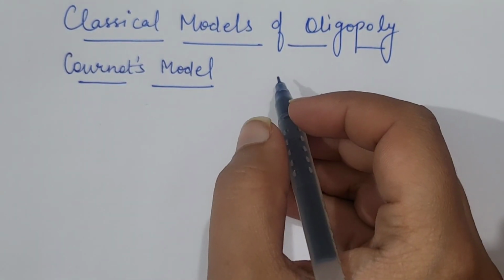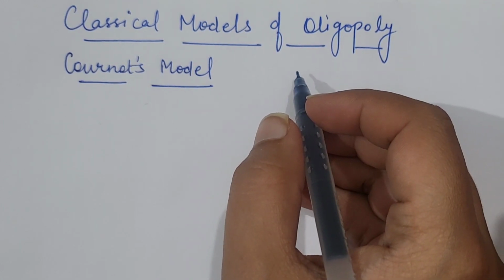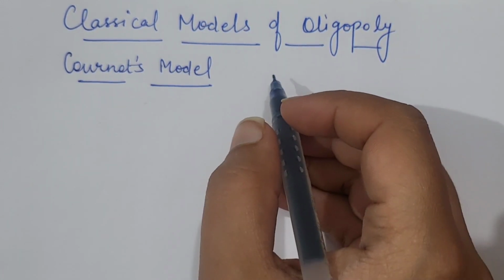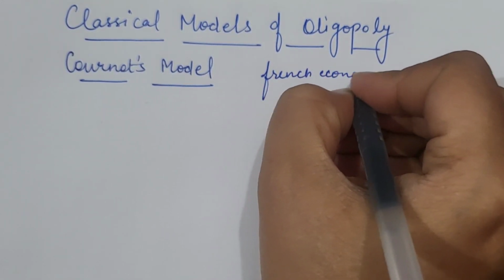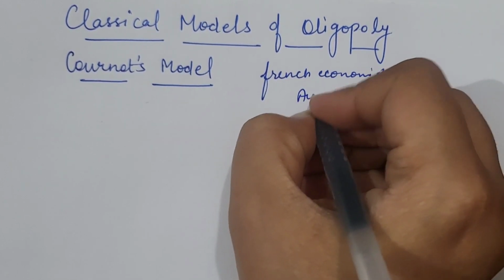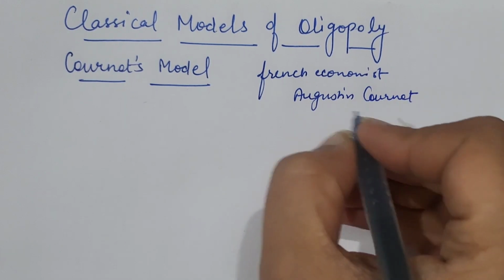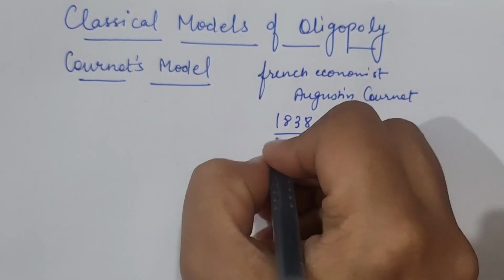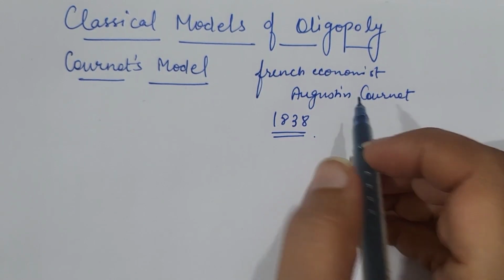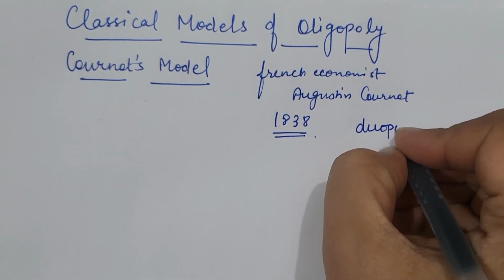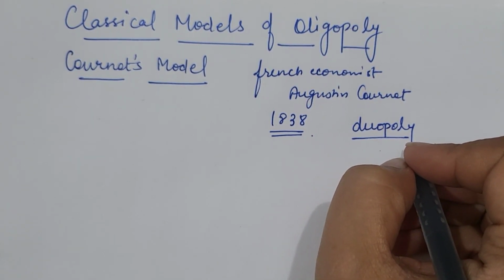This model is based on the assumption that output of the rival will remain constant. So, this model is given by a French economist named Augustin Cournot in 1838. He considers the case in which there are two sellers. So, it is a case of duopoly, but it is also applicable in oligopoly.